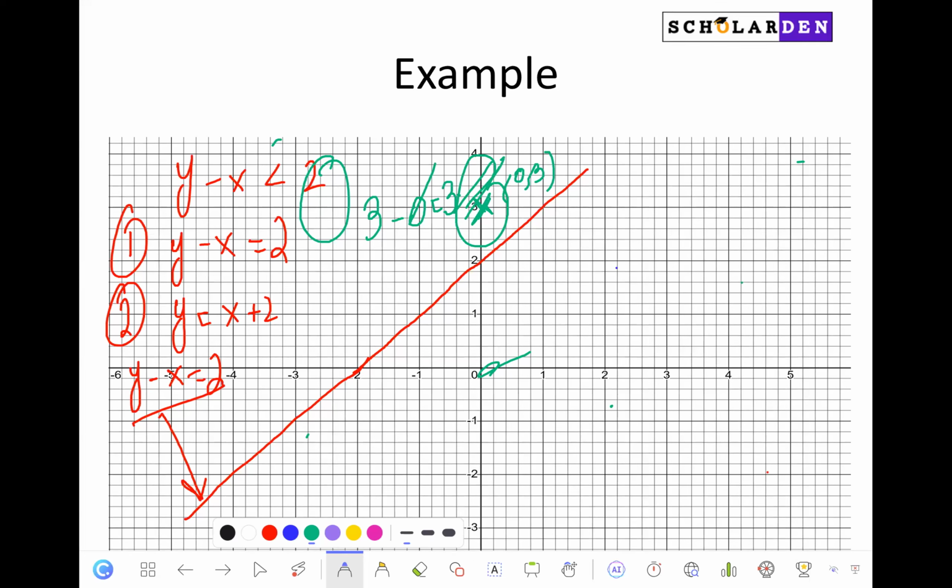This point is not correct, right? Let's take another point somewhere over here. The coordinates of this point are -3 and 1, okay? Now if we do y minus x, what is the value of y? Y is 1. What is the value of x? X is -3. So y minus x is 1 plus 3, which is 4, which is again greater than 2. So this point is also invalid.